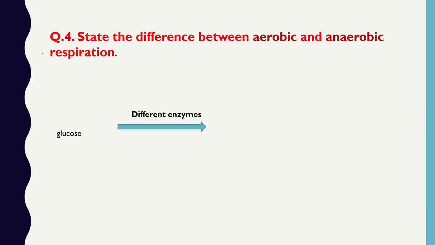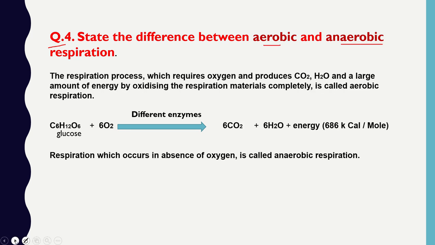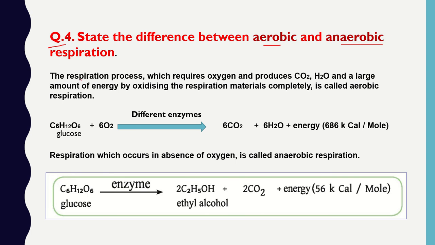Next, question number 4. State the difference between aerobic and anaerobic respiration. Aerobic respiration is the respiration process which requires oxygen and produces carbon dioxide, water, and a large amount of energy by oxidizing the respiration materials completely. This is called aerobic respiration.